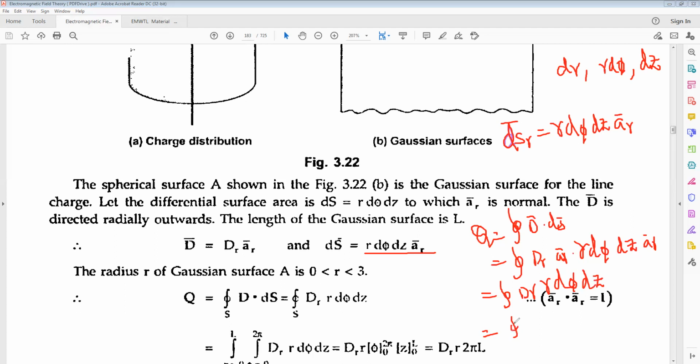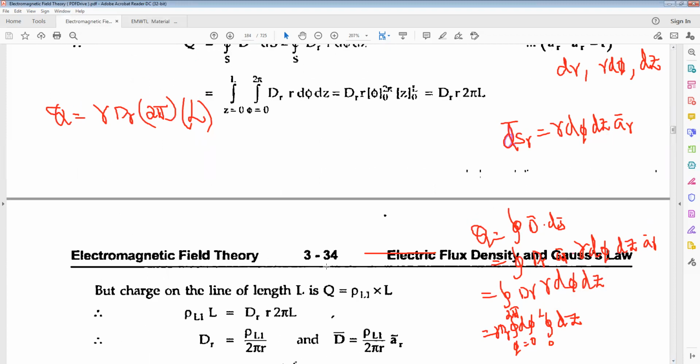Now D r is a constant term and r is also constant. Phi goes from 0 to 2 pi, and z goes from 0 to L. So Q is equal to D r times r, and the integral of d phi gives 2 pi, and the integral of dz gives L. So Q is equal to D r into r into 2 pi into L.